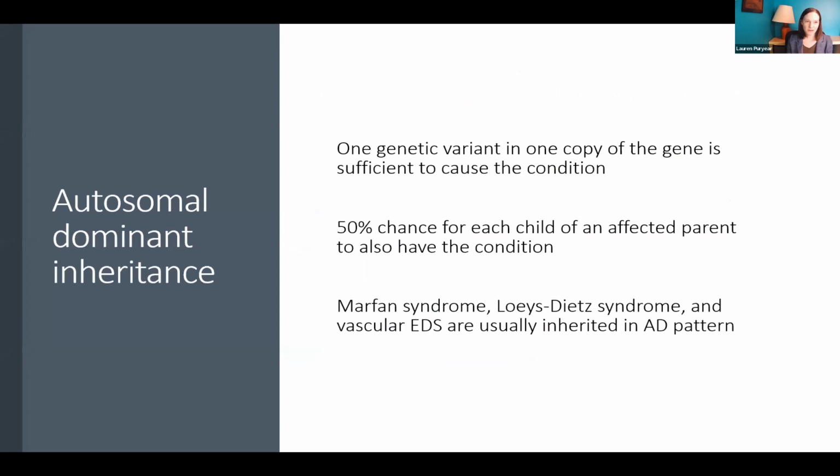Here's my little summary of autosomal dominant inheritance. And I will note that Marfan syndrome, Loeys-Dietz syndrome, and vascular EDS are all usually inherited in this autosomal dominant pattern. I'm not going to touch on other inheritance patterns. Dr. Byers already talked about some of those other things. But this is usually the kind of pattern that we're looking at for a lot of these hereditary aneurysm conditions.